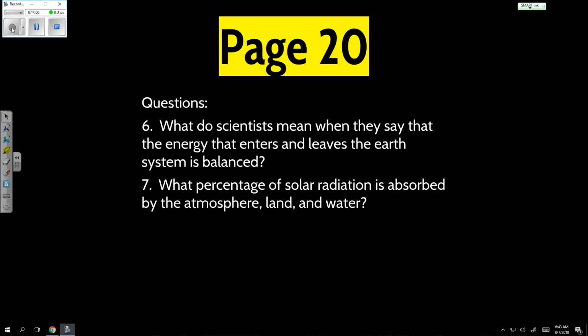The diagram below shows what happens to the light energy that enters the Earth system. It also shows how energy is transferred or passed through Earth's systems. Question number 7 asks you, what percentage of solar radiation is absorbed by the atmosphere, land, and water?